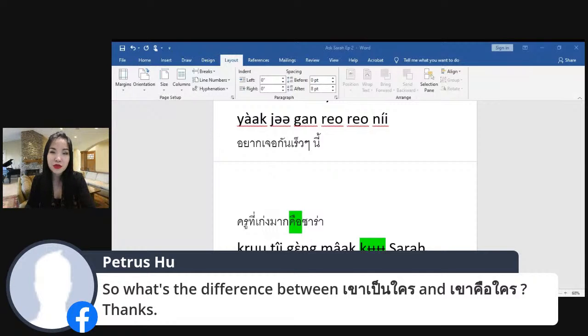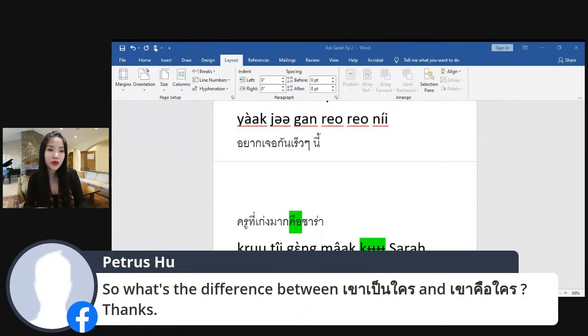I would say the correct one is เขาคือใคร. But you can use เป็น, คือ, this one is fine. So there are some sentences that you kind of have to memorize, but I already gave you the rules of คือ and เป็น. So memorize that and remember them and use them when you come up with sentences, and you'll understand better.